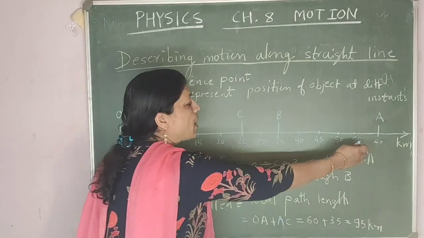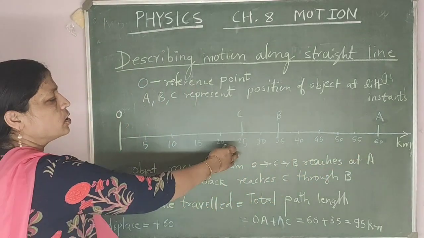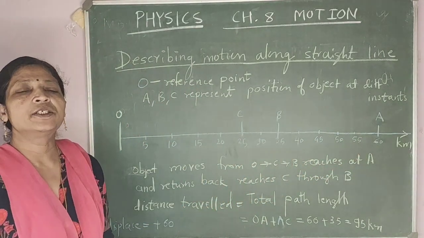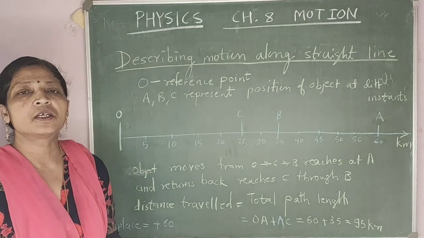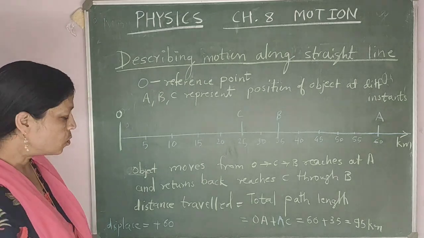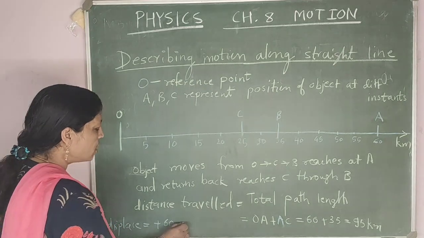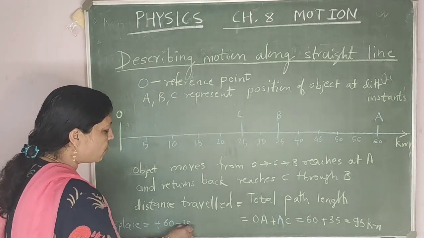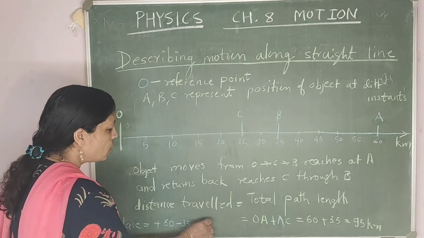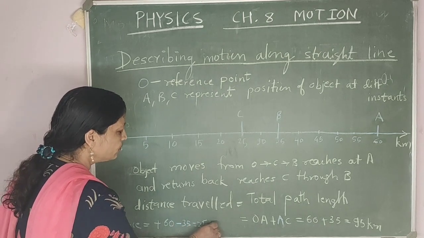Then it returns back from A up to C. As it returns back, the direction is reverse. So the direction is backward, so we are taking the negative sign. 60 minus 35, we are getting 25 kilometer.